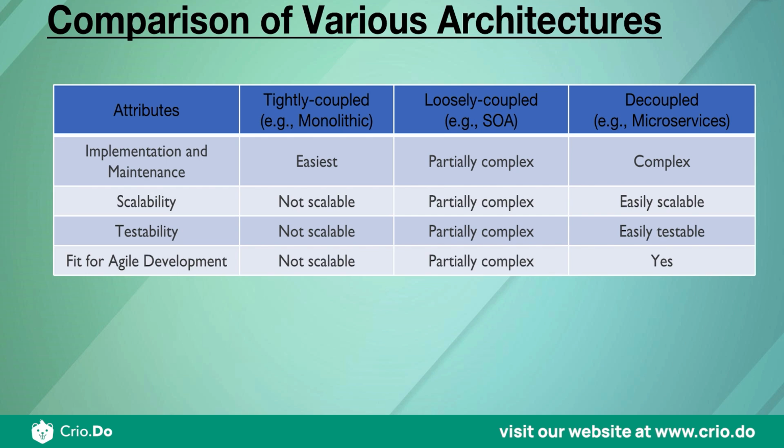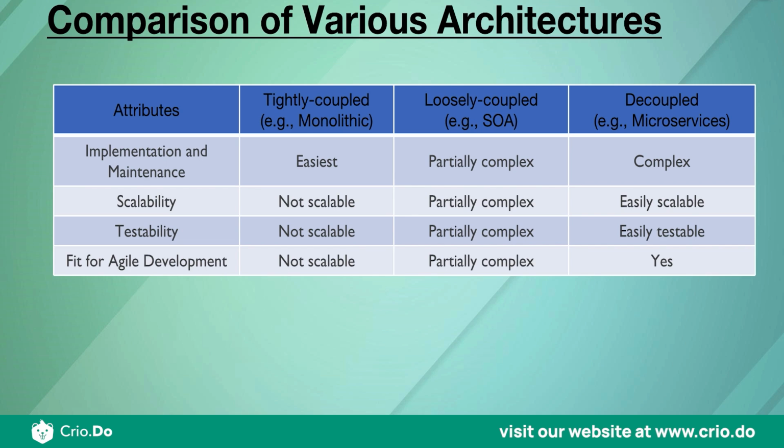The first attribute which we'll use for comparison is implementation and maintenance. That is one of the key parameters which we use to evaluate any architecture. That is, how easy it is for us to implement that architecture and also maintain it over time. As we saw, for monolithic, the implementation and maintenance is the easiest among the other architectures. Why is that the case? Because we are keeping the presentation layer logic, the application service layer logic, the data access layer logic, everything in one code base and deploying it to a single server, it becomes easy for us to maintain that application and also develop it easily.